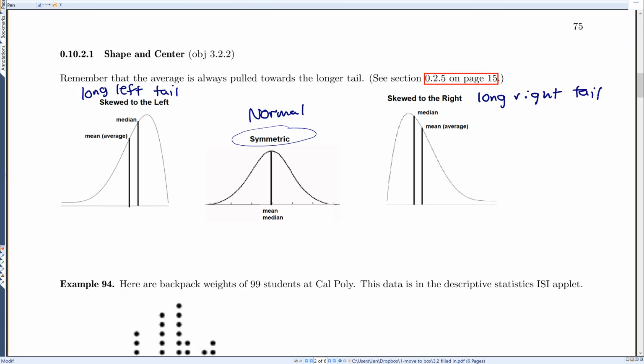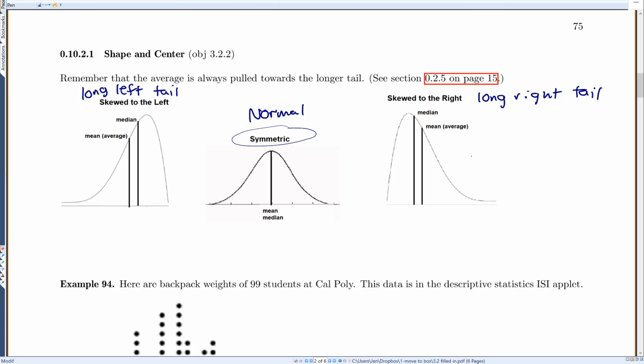Back in section 1.2, or if you're looking at your diagnosis section 0.2.5 on page 15, you'll see where we discovered that if it is skewed to the left, then the average will always get pulled towards that long left tail. So the average or mean is going to be lower than the median. Whereas if you have something that's symmetric, the mean and median will be about the same. But if you have something that's skewed to the right, the mean will get pulled towards the long right tail, so the mean will be bigger than your median.